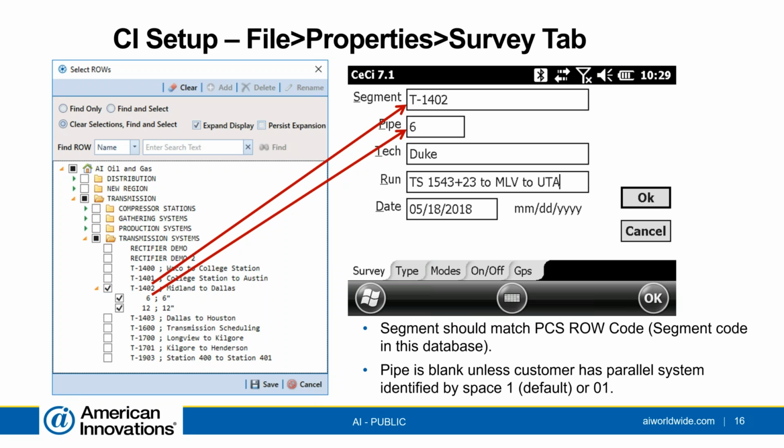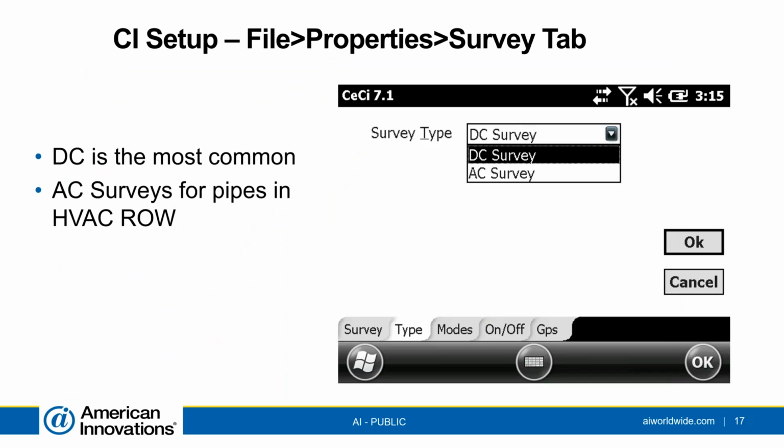The run is what is going to be the name of that survey in PCS when you bring it into PCS. So make sure you fill that out and it's descriptive. And make sure it's unique. If you're doing another one, change that name so it'll be a unique name.